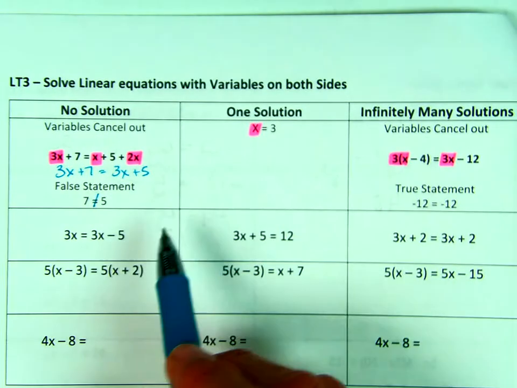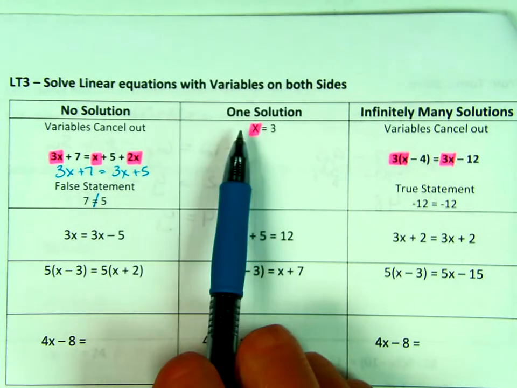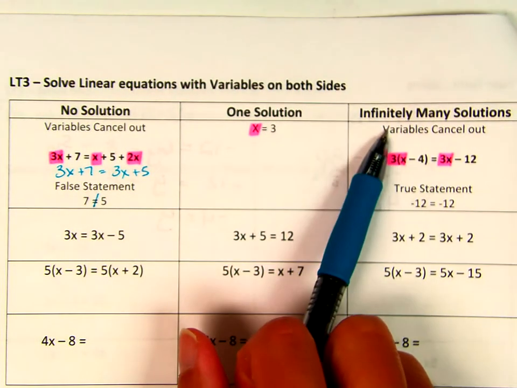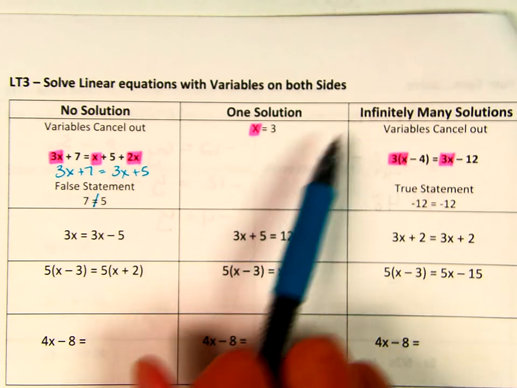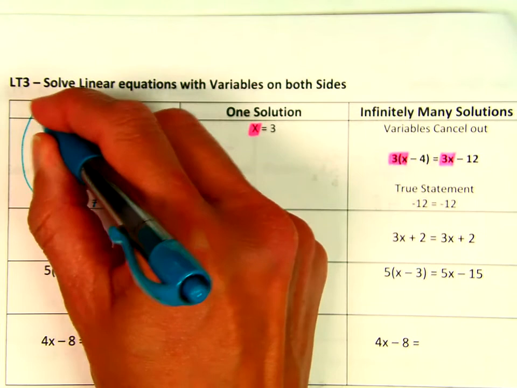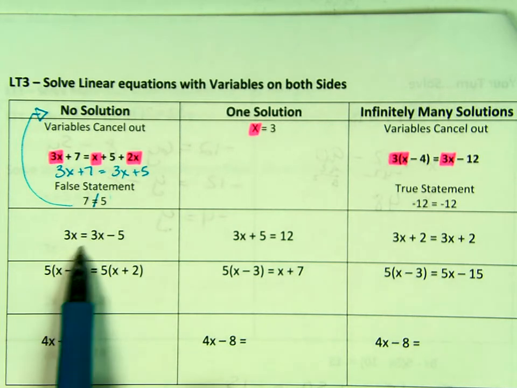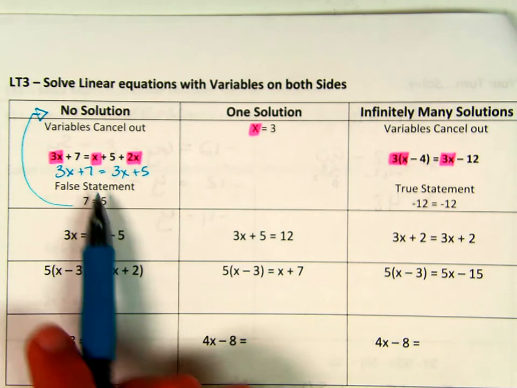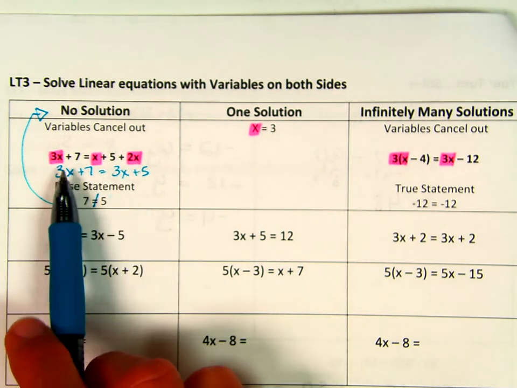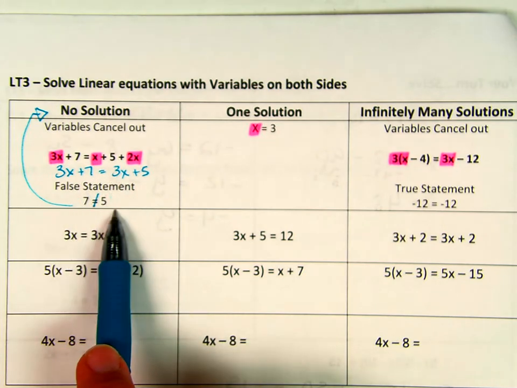There are three things that can happen when you solve linear equations with variables on both sides. You can get no solution, you can get one solution, or you can get infinitely many solutions. A false statement always goes back to no solution. If you get a false statement, you know there's no way that could happen. Now go back and check, make sure you didn't make any mistakes, because this will not happen as much as getting one solution. But you want to go back and look, plug something in. With no solution, the variables will always cancel out, and you'll be left with a false statement.